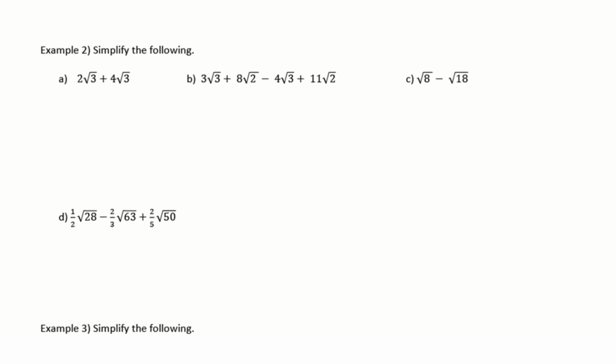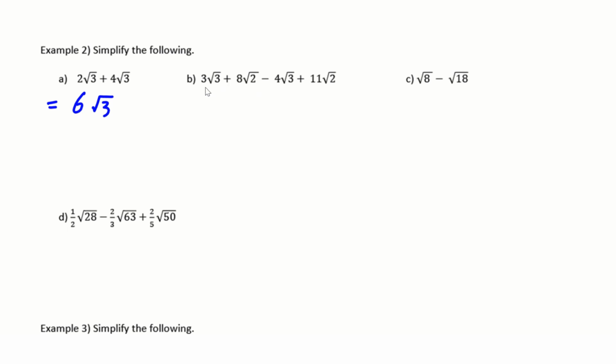And this question is adding and subtracting. So 2 square root 3 plus 4 square root 3. Square root 3, they are like radicals. We just add the numbers at the front, counting how many square root 3 there are. So 2 plus 4 gives you 6.